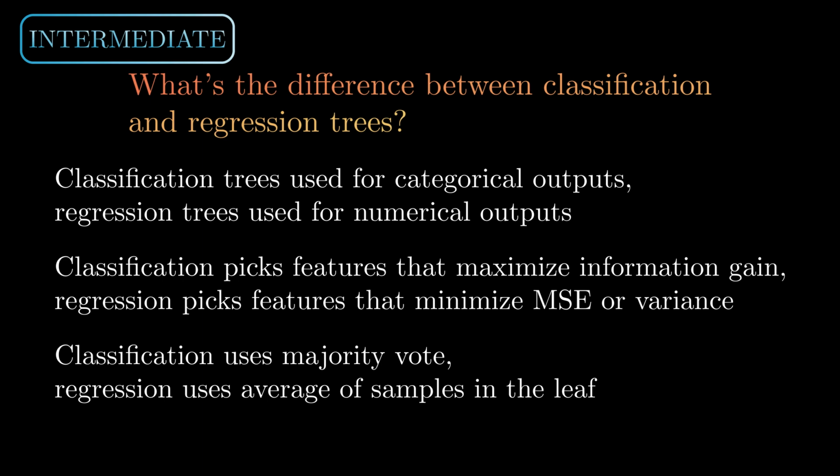One key difference is in how they choose features to split on. Classification trees pick features that maximize information gain, while regression trees pick features that minimize mean-squared error or variance in the prediction. Another key difference is in how the values at leaf nodes are determined. Classification trees use majority vote, or probability, while regression trees use the average of the samples in the leaf.